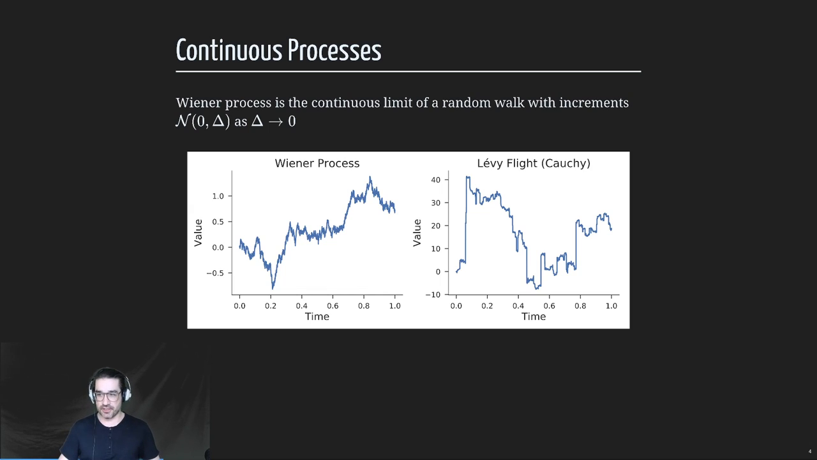Yeah, I made these pictures before I made the switch to dark mode, so I didn't invert the colors, and I didn't have time to do that. But yeah, these are just two sample paths of different processes, actually. I'll explain what I mean by that in a second. The left-hand side is this Wiener process.